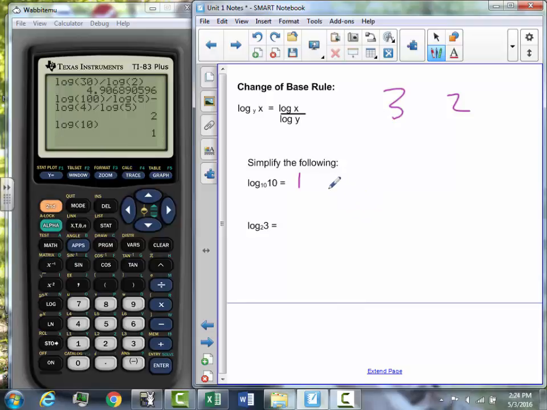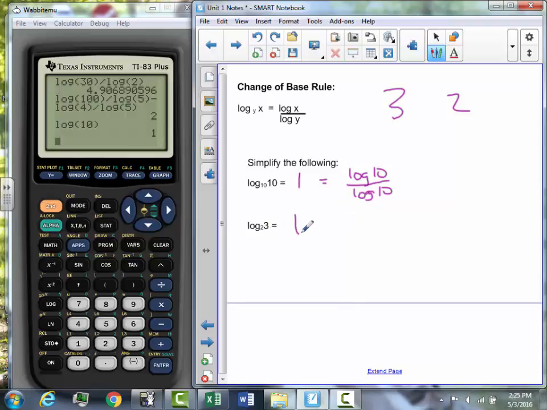But let's say I wanted to write this another way. Let me prove this to you. You could take the log of the big 10 and divide by the log of the little 10. Well, isn't anything divided by itself equal to 1? Yeah.